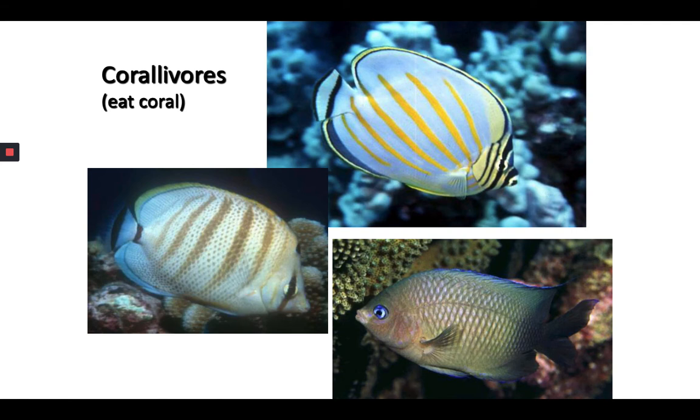These fish are all corallivores. The top one is an ornate butterfly fish, and this is the multiband butterfly fish that eat coral. And then this one is a damselfish, the blue-eyed damsel, and it also eats coral.